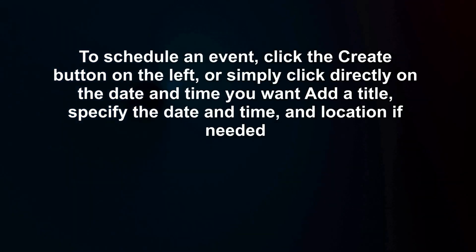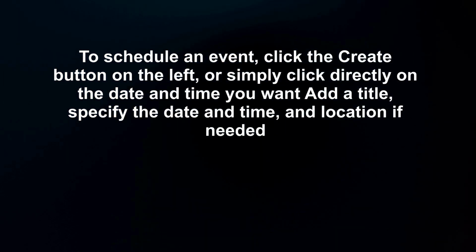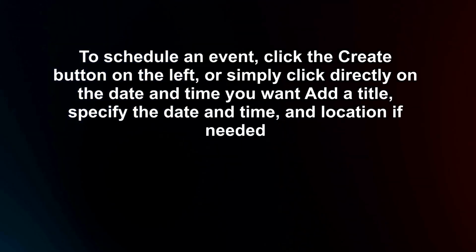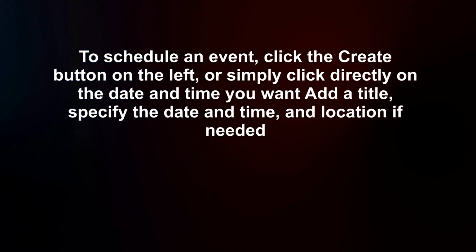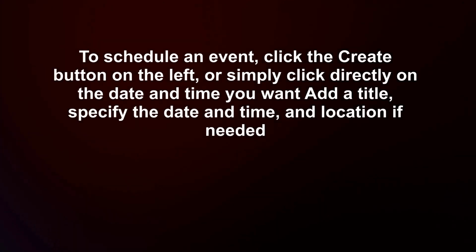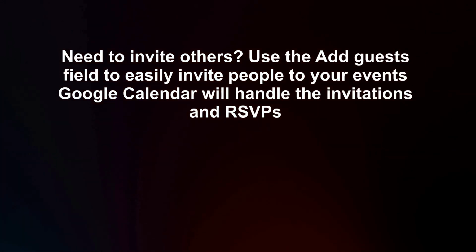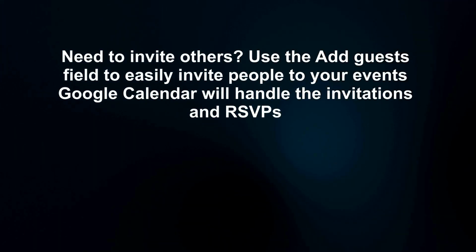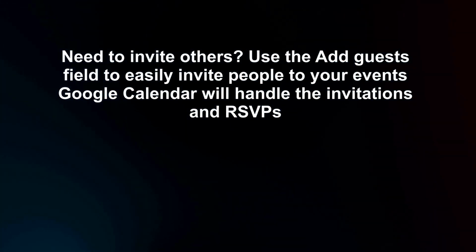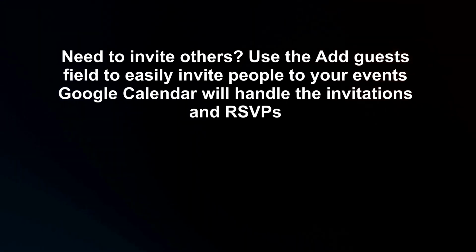To schedule an event, click the Create button on the left, or simply click directly on the date and time you want. Add a title, specify the date and time, and location if needed. Need to invite others? Use the Add Guests field to easily invite people to your events. Google Calendar will handle the invitations and RSVPs.